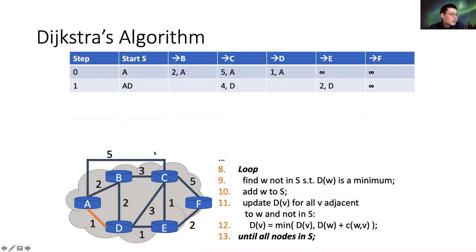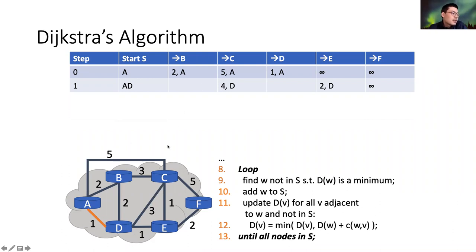And then we will update, because now D is touched, we need to see D's adjacent edges coming into play. Let's say D to C is 3, so 3 plus 1 is 4. But originally, if you just look at A, this is 5. So I will update using D's adjacent neighbor. We will update from 5 to 4. A to C now becomes 4 instead of 5.